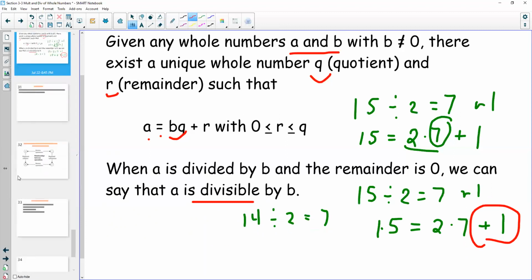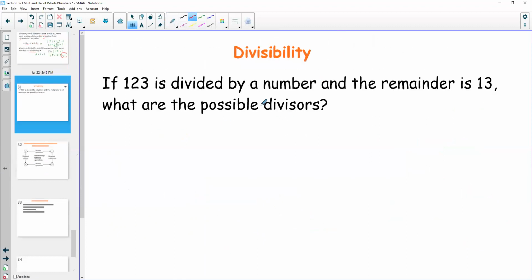All right, so here's the one scary problem in this section. If 123 is divided by a number and the remainder is 13, what are the divisors? What could I be dividing by? So take a second, pause the video, go see if you can figure it out. Remember that I know that 123 is going to be something times a quotient plus whatever the remainder is, right? See if that helps.